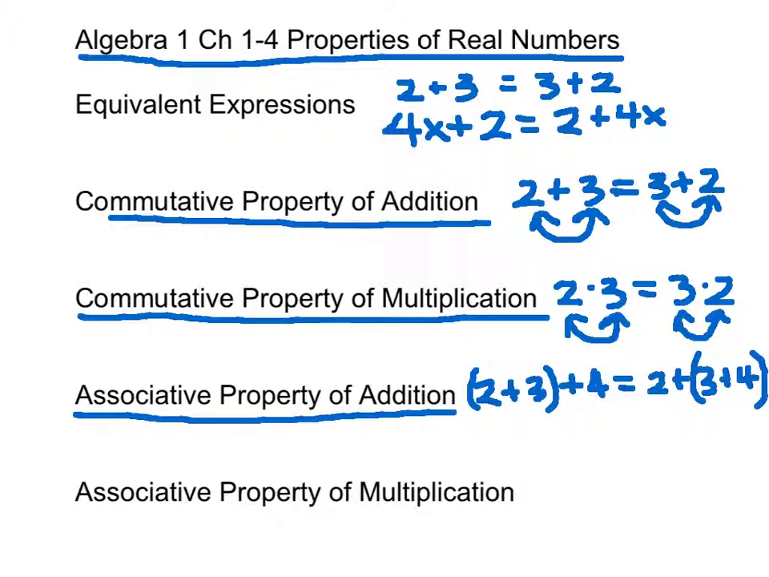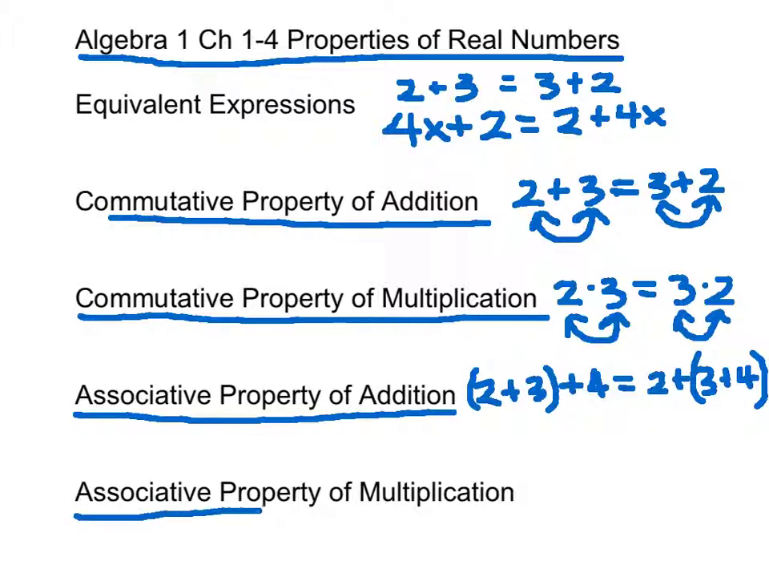Either way, you'd still end up with the same answer, 5 plus 4, which is 9 on the left-hand side, and on the right-hand side you'd have 2 plus 7. So both sides equal 9. It's just that you might have arrived at it a little bit differently.